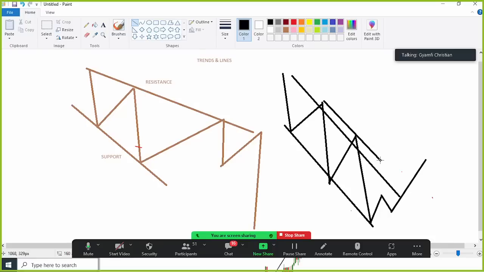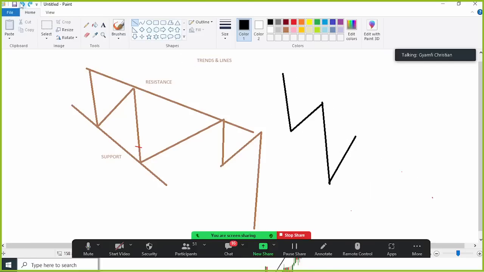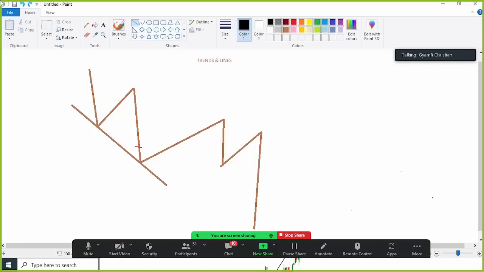And then sometimes, if you are supposed to go for a sell and you don't draw it well, you would end up going for a buy. So let me use the previous diagram. Okay, so let's assume I draw my line like this.